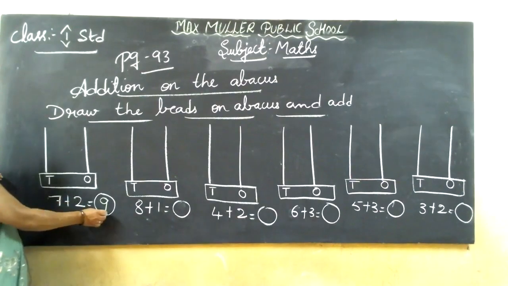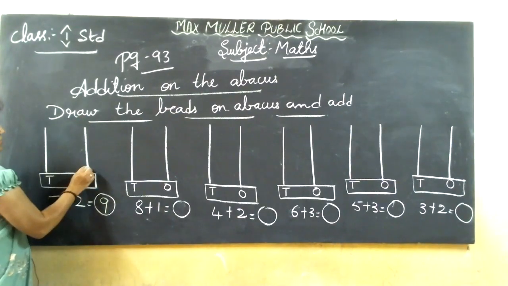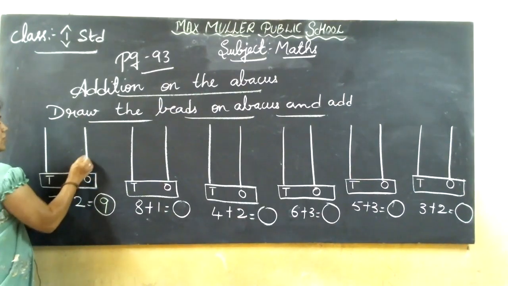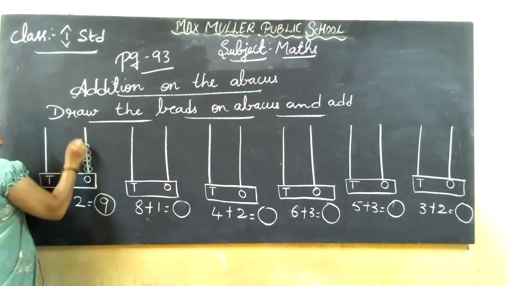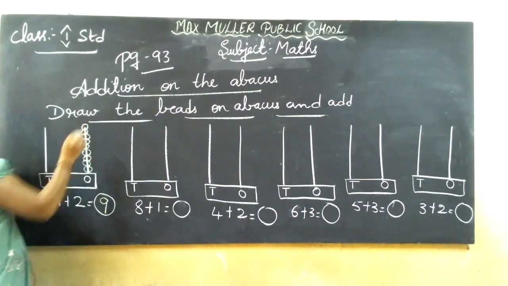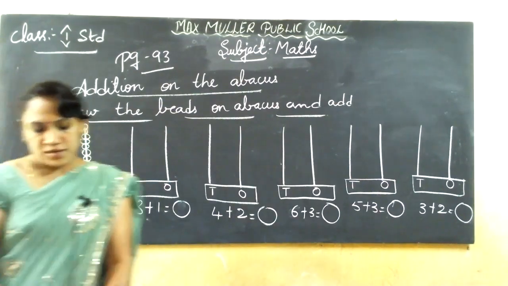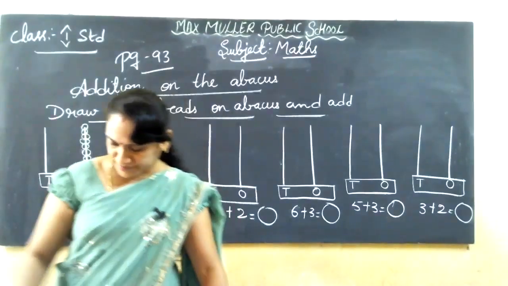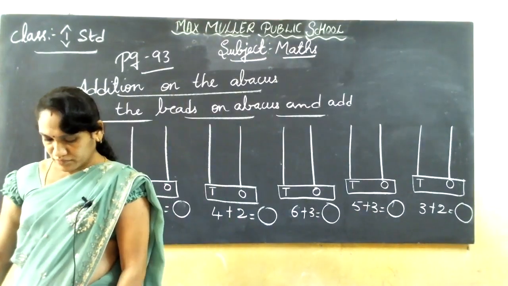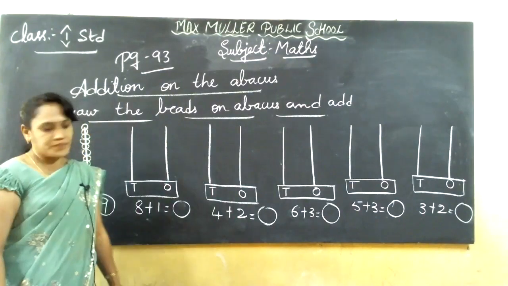Okay, what is the answer you got? You should draw here on one side. 1, 2, 3, 4, 5, 6, 7, 8, 9. 9 you got the answer. Draw 9 beads on the first abacus here. Okay. Yes. Shall I move to the second sum?